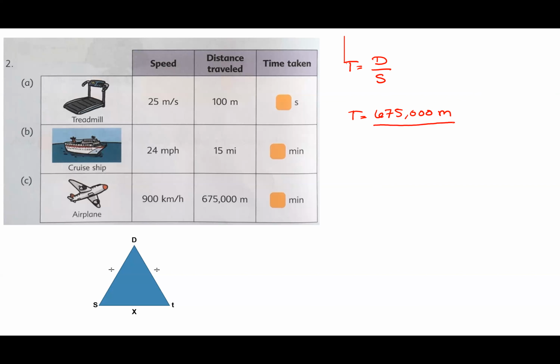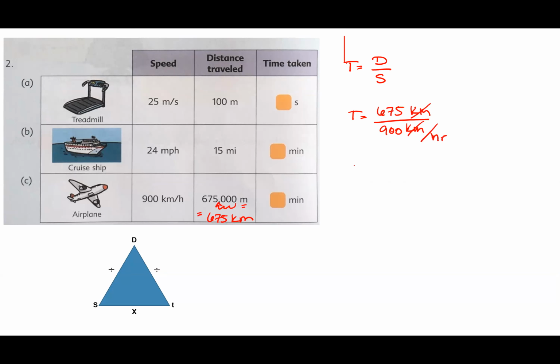divided by, oh boy, got a problem. We gotta convert. We can't divide meters by kilometers. So let's convert this 675,000 meters to kilometers. How many kilometers is 675,000? 675 kilometers. Okay, so we've got 675 kilometers over 900 kilometers per hour. Now I'm all set. I can cross cancel those kilometers and it's going to give me a time in hours.